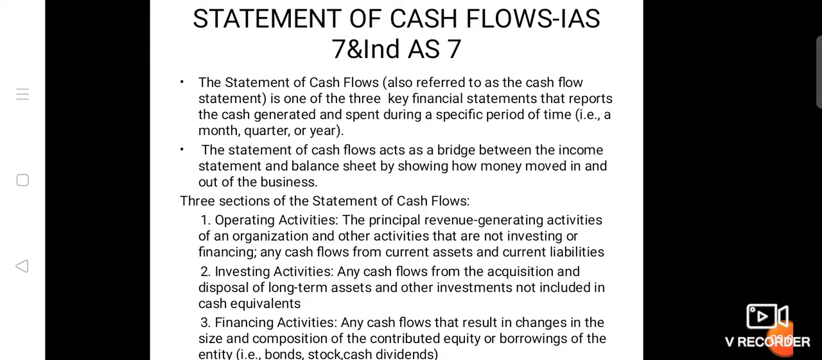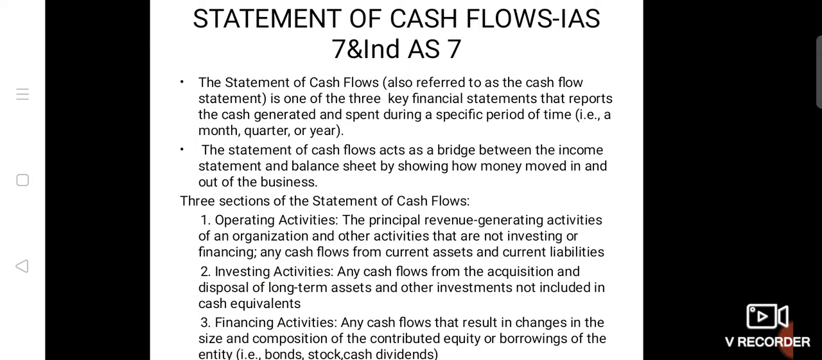Next is investing activities. Investing activities are any cash flows from the acquisition and disposal of long-term assets and other investments not included in cash equivalents. Investing activities means cash flows from acquisition and disposal of long-term assets, mainly for investment purposes. Any outflow or inflow of cash related to investment is investing activities.